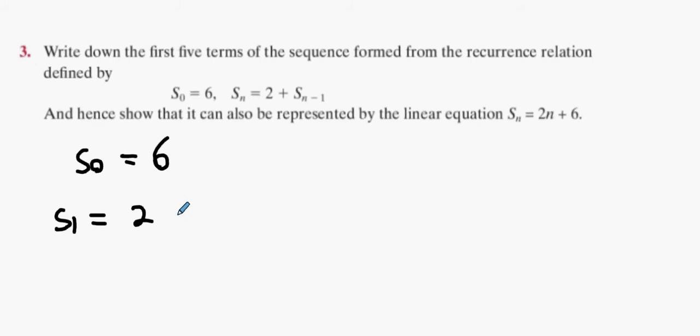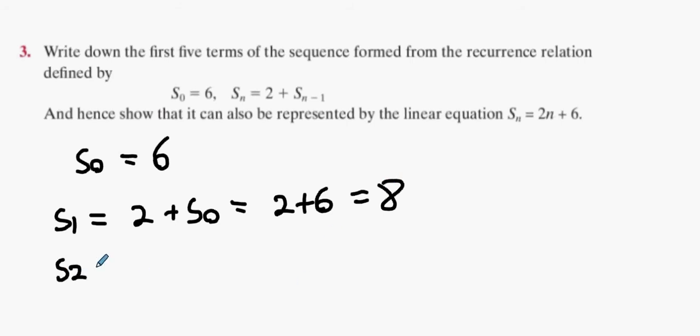2 plus what? S0, which is 6, so 2 plus 6. And what's 2 plus 6? 8. Is that alright? Next thing. What's S2? 2 plus S1. What's S1? And what's 2 plus 8?